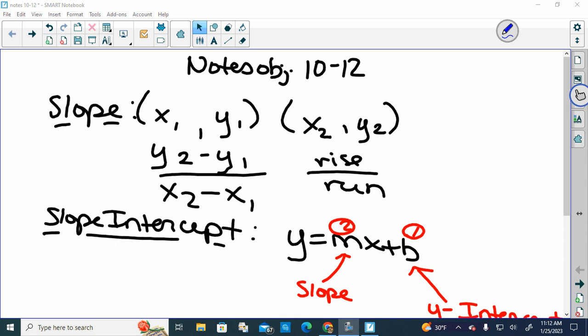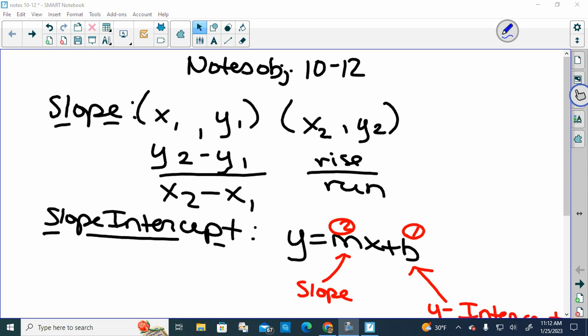Okay, so notes, objectives 11 and 12 have to do with equations, and the equations are standard and slope. You've seen before y equals mx plus b, or the standard equation that has the x and the y together. But a lot of steps lead us up to getting into those equations, and that's what these are.